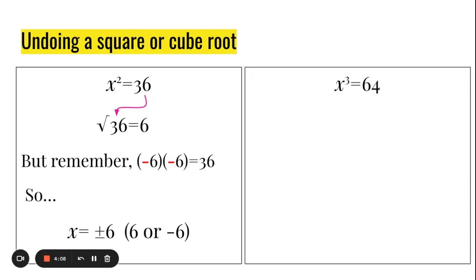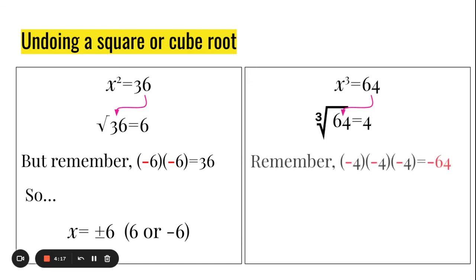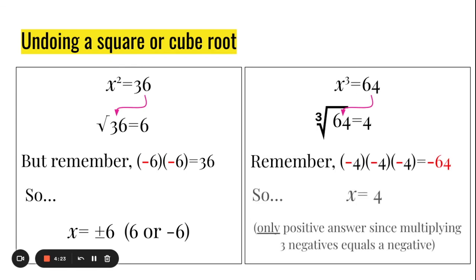If we know x to the third equals 64, to undo this, we're going to take the cube root of our answer, 64, which is 4. However, this time, a negative times a negative times a negative equals a negative. So in this case, our answer is only going to be positive 4, since 3 negatives equal a negative.